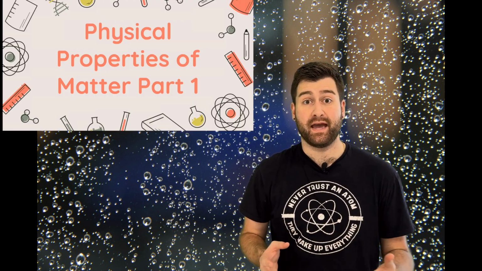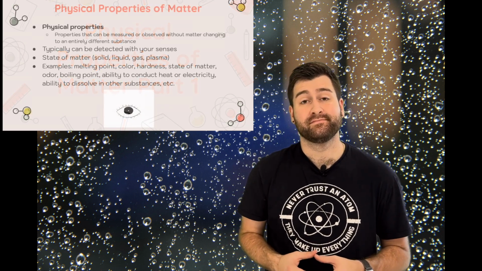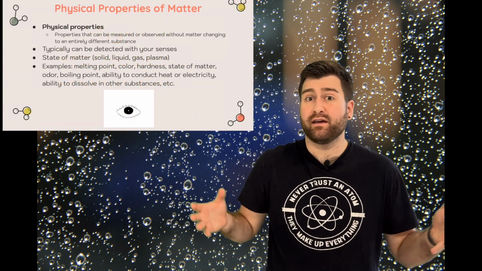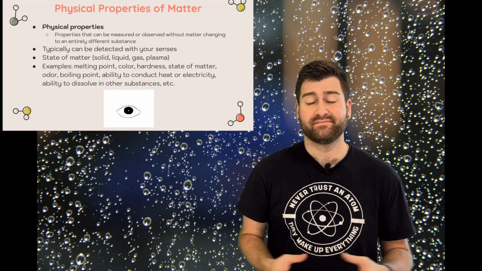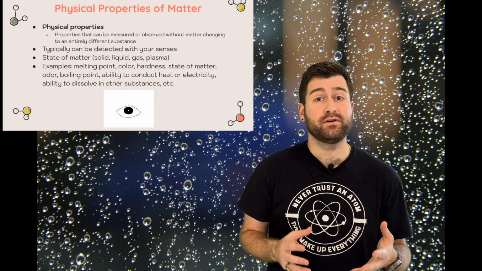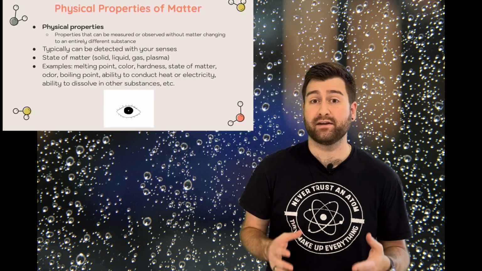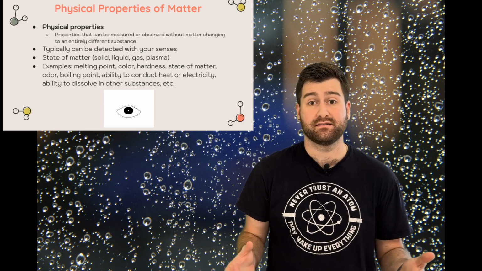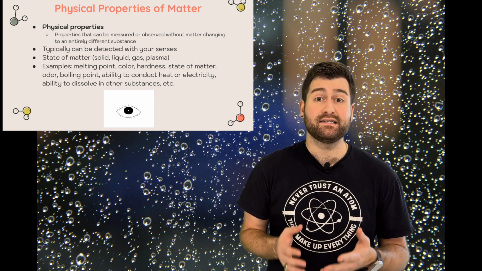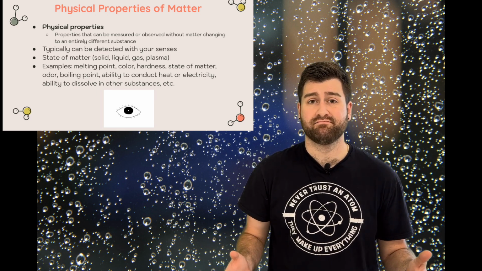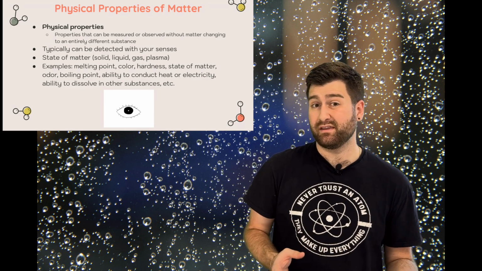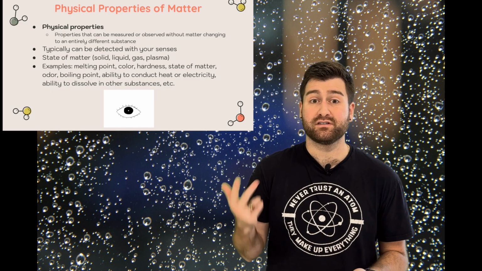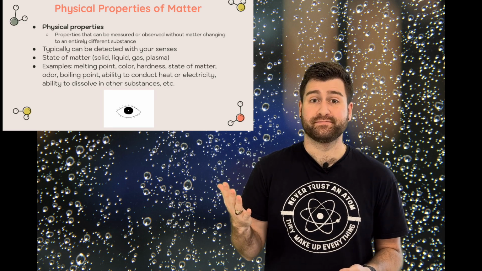In today's episode, we're going to talk about physical properties of matter, specifically Part 1. First up, let's look at what physical properties of matter are. And what do I mean by physical properties? Essentially, these are properties that can be measured or observed without matter changing to an entirely different substance. Typically, these can be detected with your five senses. Now, if you remember growing up what your five senses were, they are taste, touch, smell, hearing, and sight.